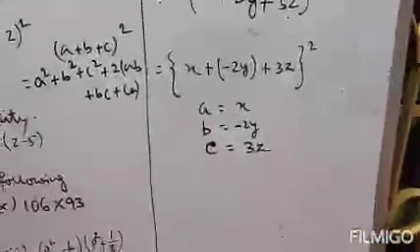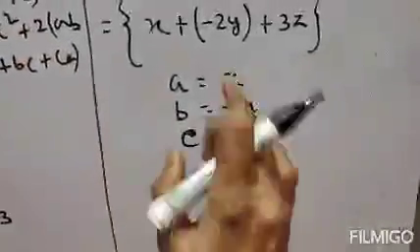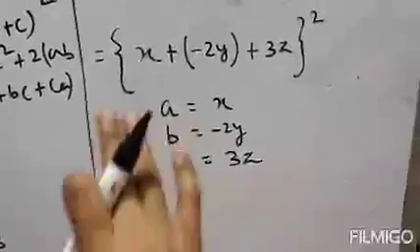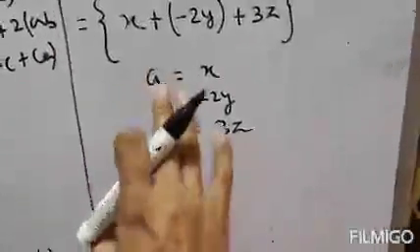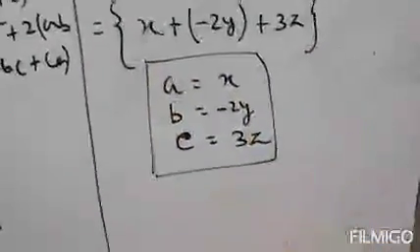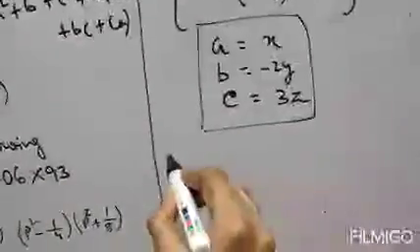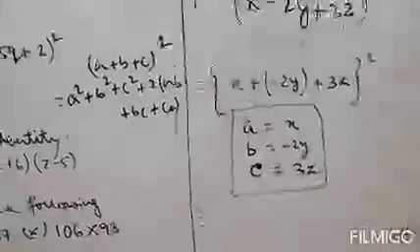Clear? So now put it in the formula, that is a square plus b square plus c square. Just write this in your rough space, don't write this in the main space. Clear? So the formula is a square plus b square plus c square.